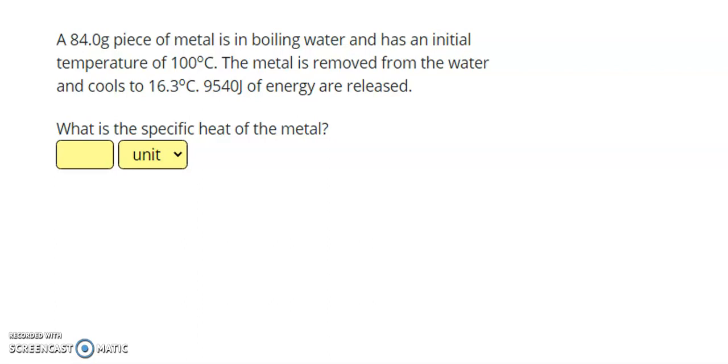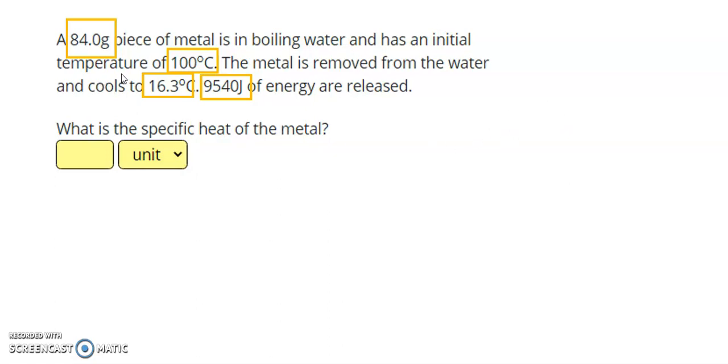Well, let's see what we know in the problem. We have this value right here. That's going to be 84 grams. Grams tells us its mass. We have 100 degrees Celsius, a temperature reading. 16.3 degrees Celsius, another temperature. And 9,540 joules, which is an energy measurement.